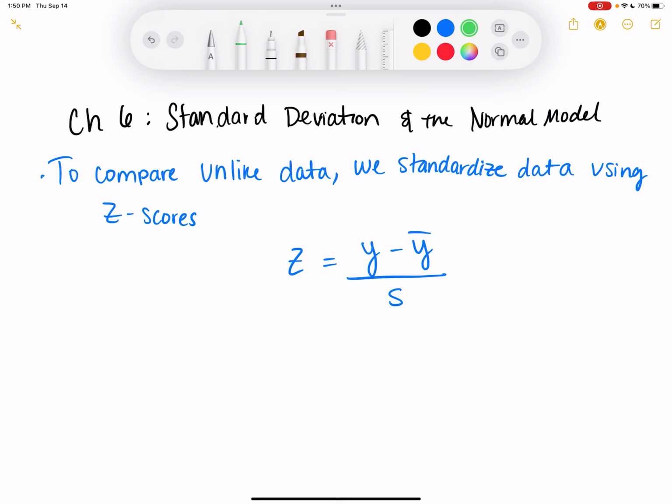And I'm sure your follow-up question is, what does all that mean? y is the data value. y bar is the mean of the distribution. And s is the standard deviation.